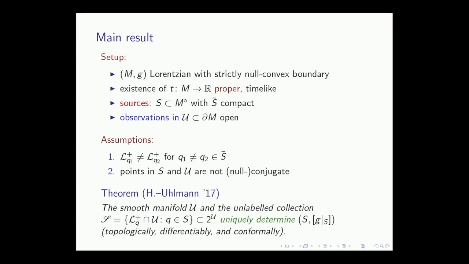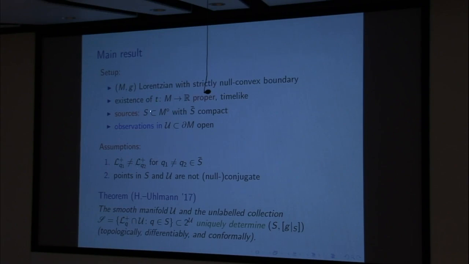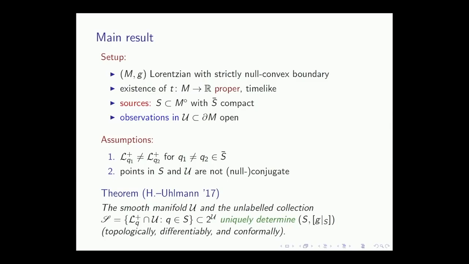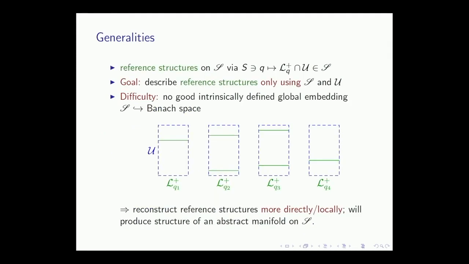Okay, so let me try to explain to you some of the ideas of the proof. So let me recall the setup here. So you have this Lorentzian manifold, some time function, set of sources, and you make observations. And then you want to recover from just the set of observations, the set of sources, and sort of the geometric structure of that. And okay, so what's the first step to set this up?